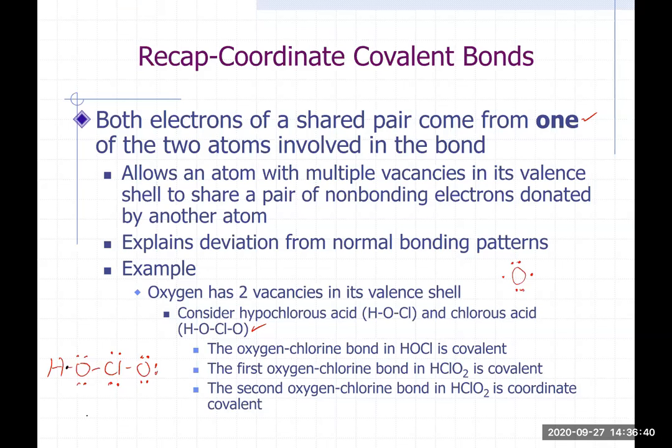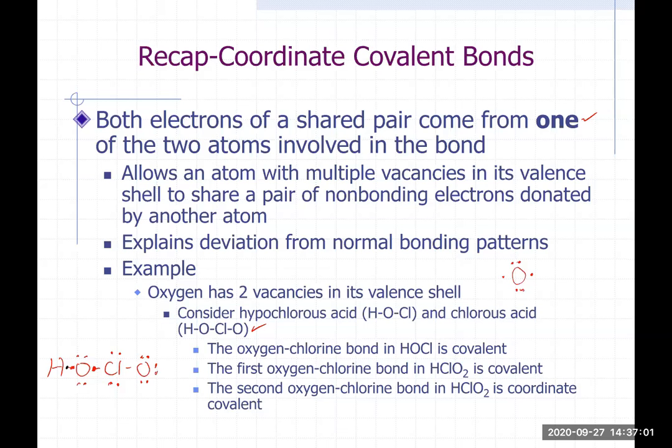And so I know that one of the electrons in this H-O bond came from the hydrogen. And I know that oxygen has a valence of 6. So I'm showing with two lone pairs 4 of those 6. There's another electron here in the bond that's shared with the hydrogen. And there's another electron here in the bond that is shared with the chlorine.